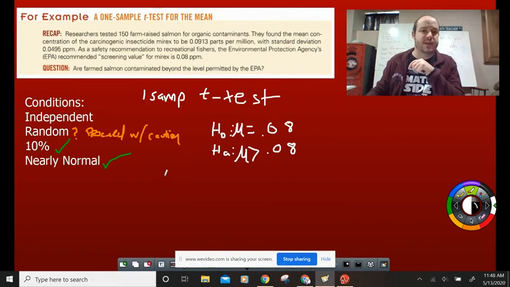Now, we still need to write down our information. They did give us an n, which was 150, which means our degrees of freedom we'll be using here is 149.